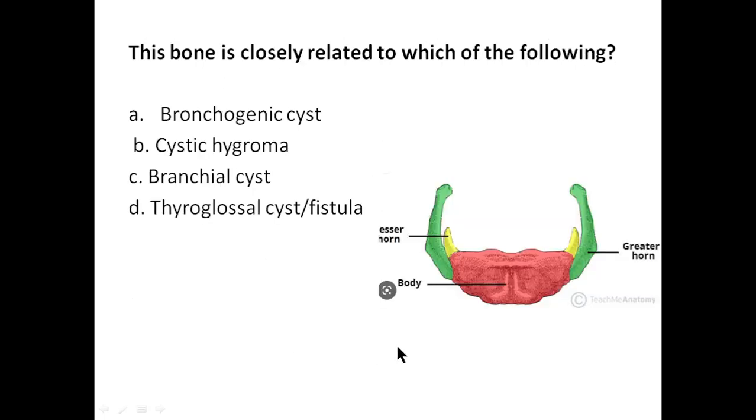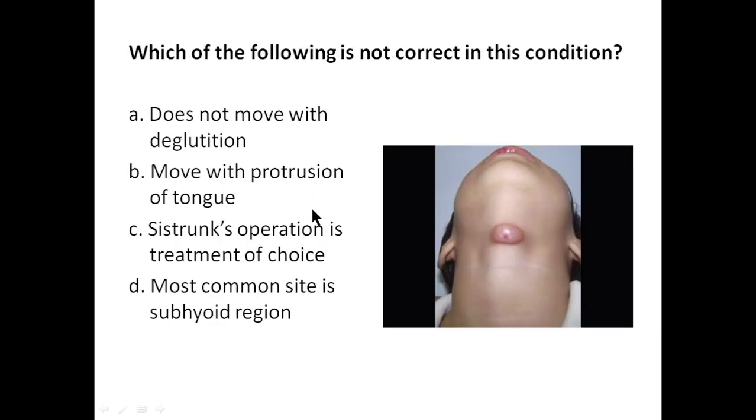This is a hyoid bone, and the question is, this bone is closely related to which? Bronchogenic cyst, cystic hygroma, branchial cyst, or thyroglossal cyst or fistula? Yes, go for D. This hyoid bone is related to thyroglossal cyst or fistula.